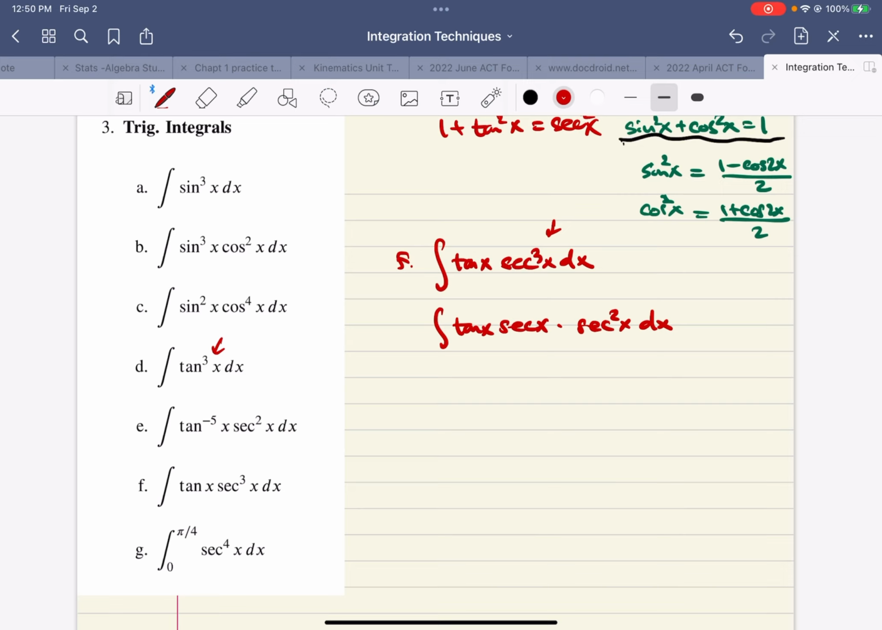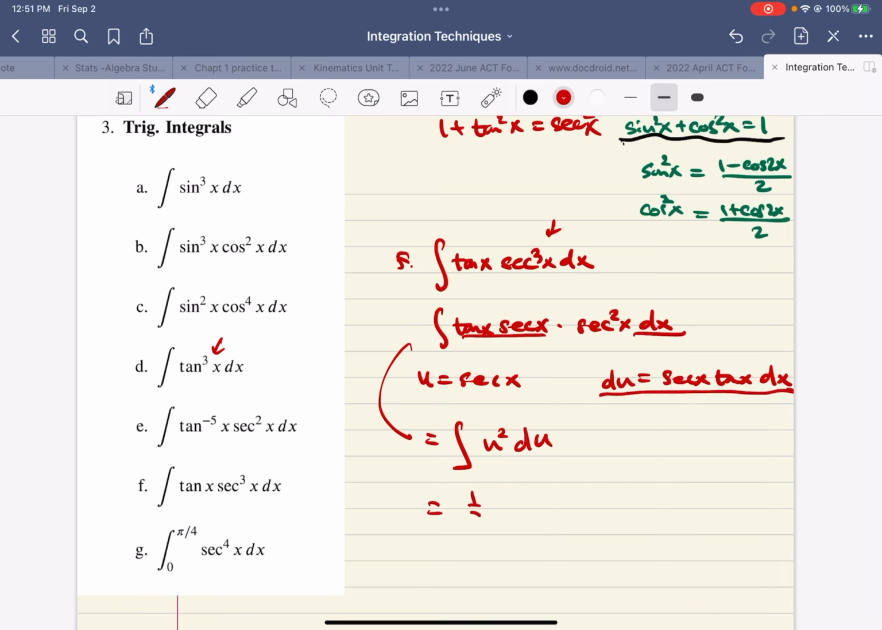Then you can say u is secant x, because du, the derivative of secant, is secant x tangent x, secant x tangent x dx. So this one will be the integral of u square, and this one will be du. So 1/3 u cube, so secant x cube plus c. So that was kind of simple. That was f. Now let's move on.